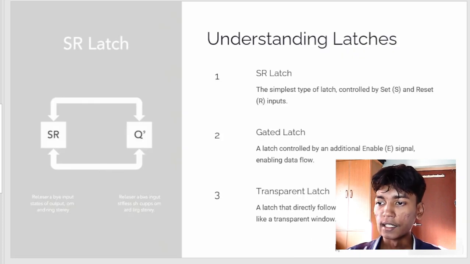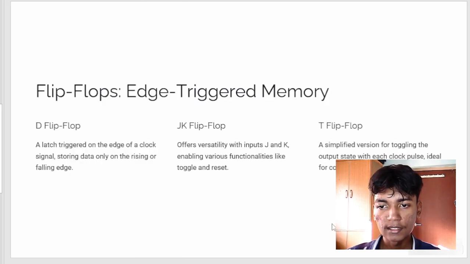Understanding latches: SR latch, gated latch, transparent latch. Coming to the SR latch, it's the simplest type of latch, controlled by set and reset inputs. A gated latch is controlled by an additional enable signal enabling data flow. The next thing is the transparent latch, a latch that directly passes the input signal when enabled, like a transparent window. It's called a transparent latch.